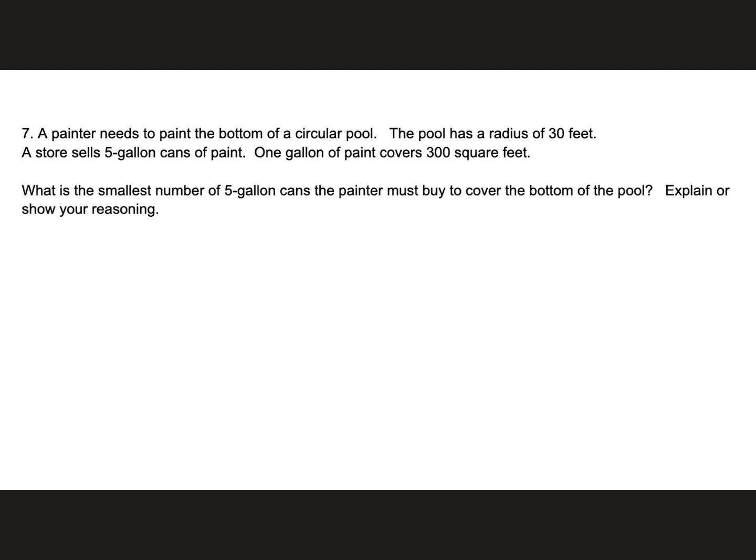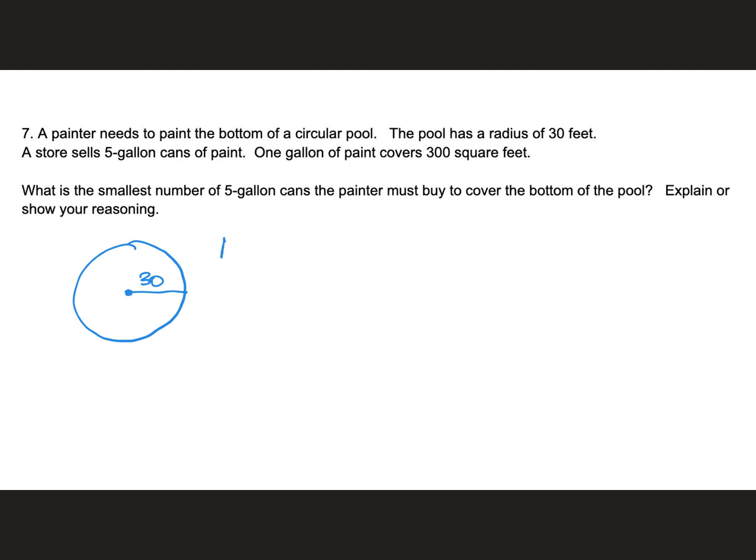A painter needs to paint the bottom of a circular pool. The pool has a radius of 30 feet. So I have a pool and it has a radius of 30 feet. Store sells 5 gallons of paint. 1 gallon of paint covers 300 square feet. How many 5-gallon cans do I need to buy to cover the whole bottom?